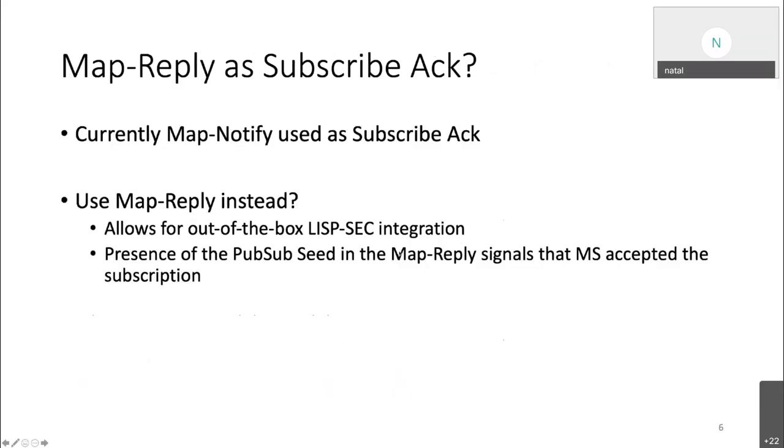Now, one aspect of this approach is that, if you remember the overview at the very beginning, the way to acknowledge the subscription request is by sending a map notify. However, here we need to send a map reply, because the map reply is the one carrying the authentication data. So if we want to go this route, maybe we should consider using a map reply with some extra bit, or directly the authentication data, as a signal to acknowledge the subscribe request. And I see a question for Dino. Dino, let me finish the other option and then we can take all together.